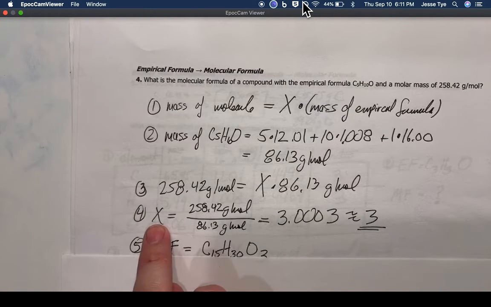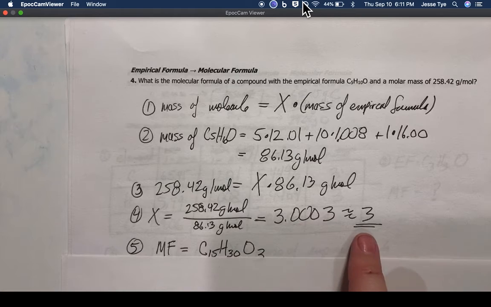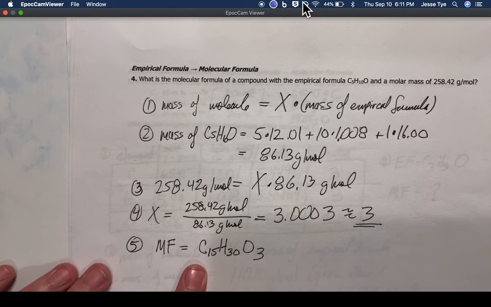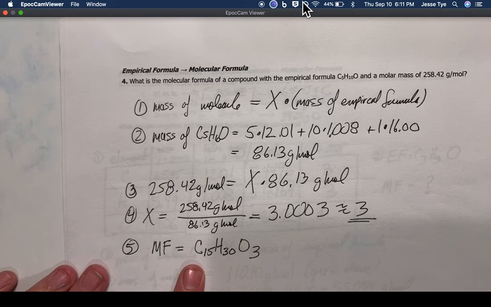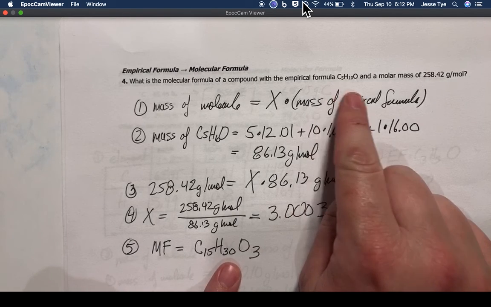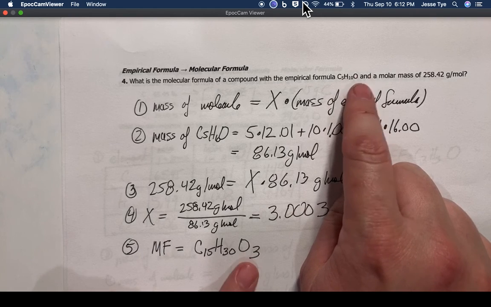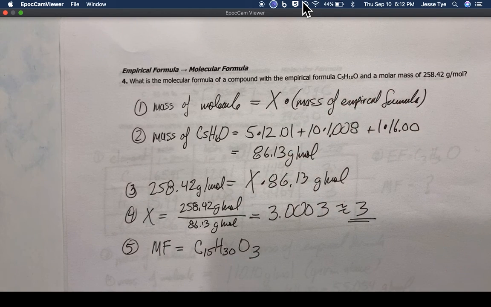So x is 258.42 divided by 86.13. It comes out very, very close to 3. And so for the molecular formula to be 3 times heavier than the empirical formula, I have to triple all of the elements. I had 5 carbons, so 5 goes to 15, 10 goes to 30, and 1 goes to 3. So the molecular formula contains the empirical formula unit 3 times.